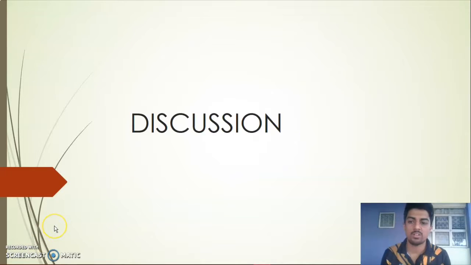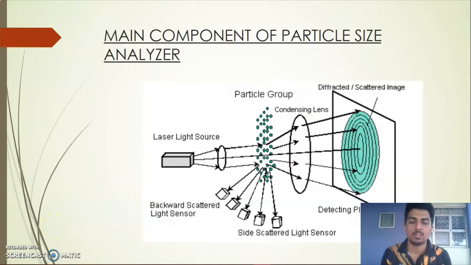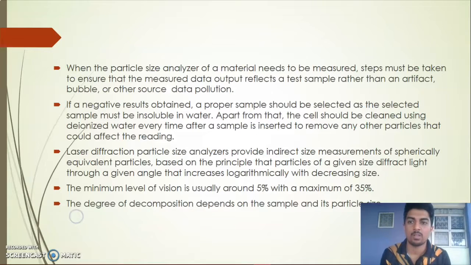So now we are in the discussion. This is the main component of the particle size analyzer. When the particle size of a material needs to be measured, steps must be taken to ensure that the measured data output reflects the test sample rather than an artifact, bubble, or any other data pollution. A proper sample should be selected and must be insoluble in water. Besides that, the cell should be cleaned using deionized water every time after it is inserted to remove any other particles which could affect the reading.